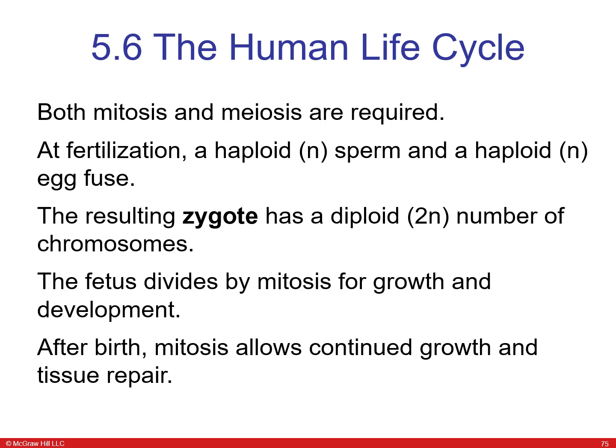During the human life cycle, both mitosis and meiosis are required. At fertilization, a sperm and an egg fuse. They're both haploid. The resulting zygote is diploid. The fetus divides by mitosis for growth and development. And after birth, mitosis allows continued growth and tissue repair.